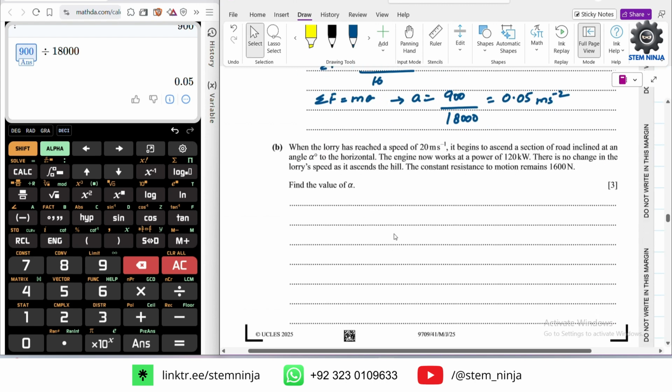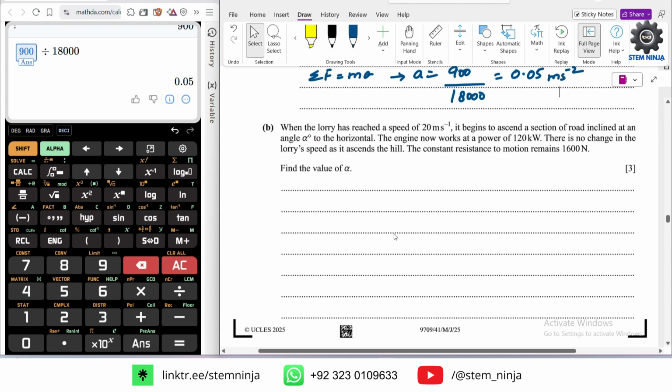That's it. When the lorry has reached a speed of 20 meters per second, it begins to ascend a section of road inclined at an angle alpha to the horizontal. Engine now works at a power of 120 kilowatt. There is no change in the lorry's speed as it ascends the hill. Constant resistance to motion remains 1600 newtons. Find the value of alpha.